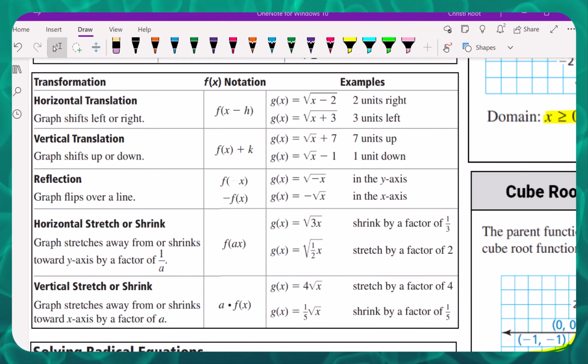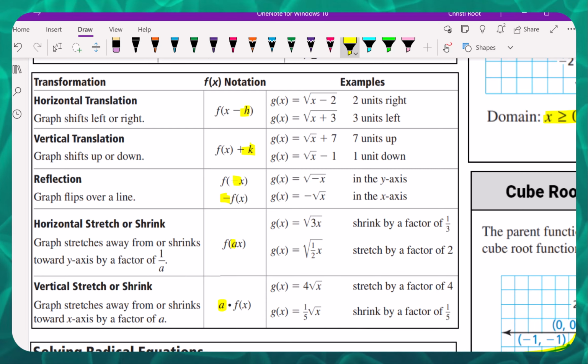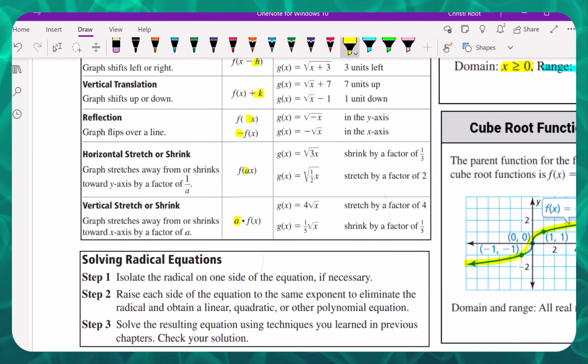The transformations for radicals are the same as previous chapters. If you add and subtract to x, it's left and right. Opposite, though, of what you think it's going to be. If you add to the function, it'll go up. Subtract, it'll go down. If you multiply by a -1 to either the x or the function itself, it will reflect. And then if you multiply to the entire function, it will vertically stretch or shrink it. If you multiply only to the x, it will horizontally stretch or shrink.